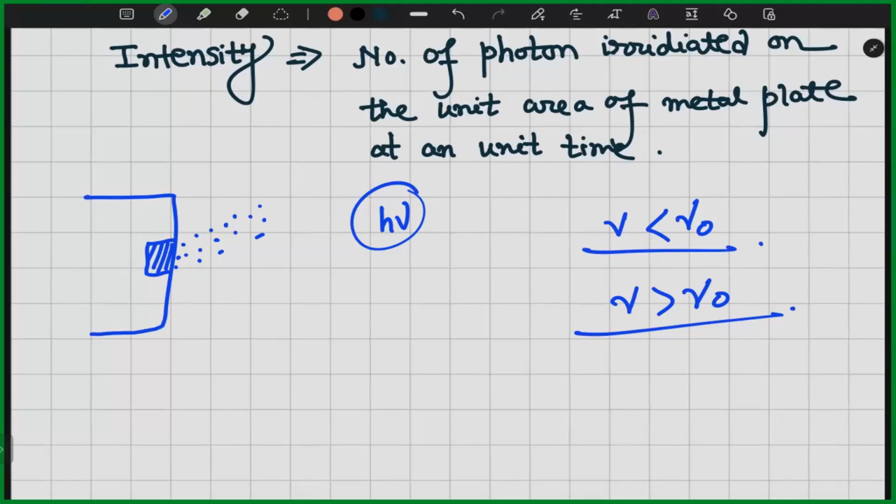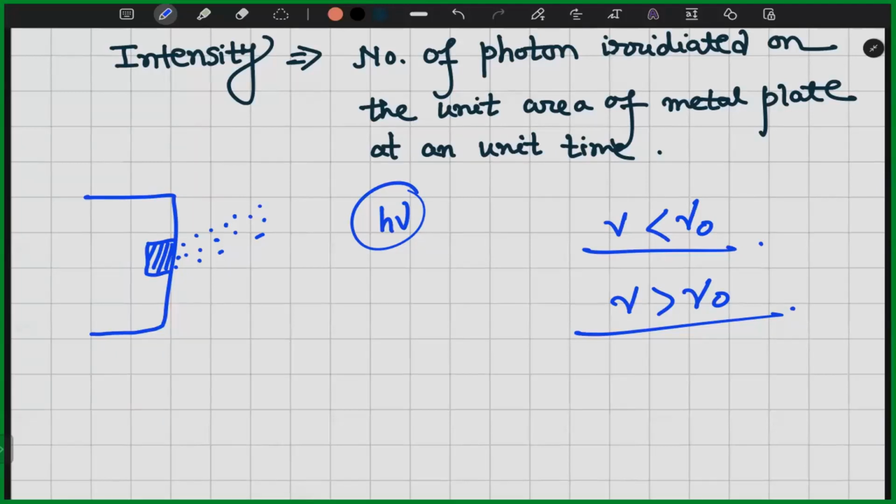Okay, so now if we increase the number of photons, that means if we increase the intensity, then more electrons will be emitted, right? First, you have to give sufficient energy to each photon. After that, if you increase the number of photons, it will emit more electrons. Okay, so now if more electrons are emitted, that means more electrons will flow to plate A.